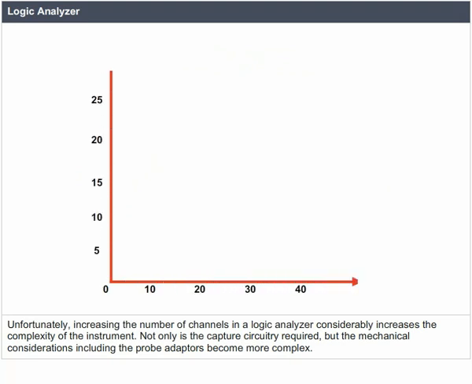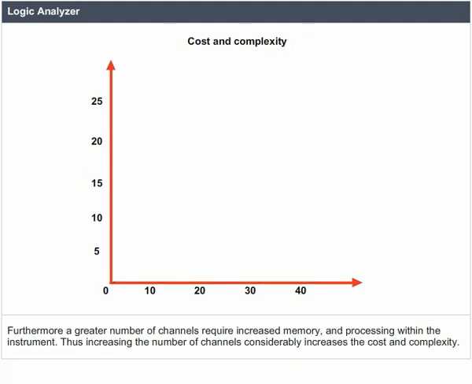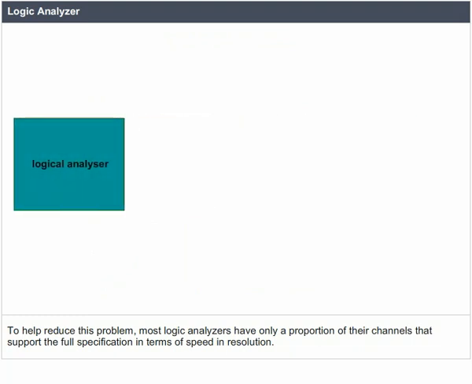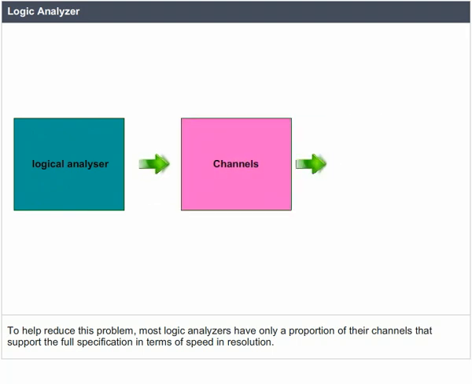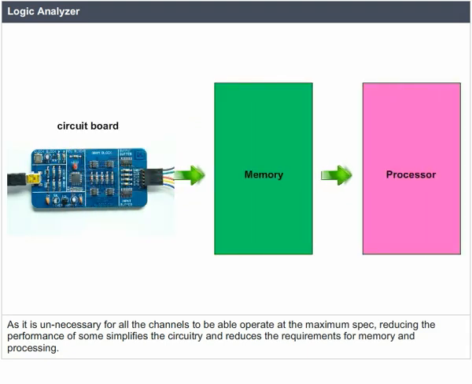Unfortunately, increasing the number of channels in a logic analyzer considerably increases the complexity of the instrument. Not only is the capture circuitry required, but the mechanical considerations including the probe adapters become more complex. Furthermore, a greater number of channels require increased memory and processing within the instrument. Thus, increasing the number of channels considerably increases the cost and complexity. To help reduce this problem, most logic analyzers have only a proportion of their channels that support the full specification in terms of speed and resolution. As it is unnecessary for all the channels to be able to operate at the maximum spec, reducing the performance of some simplifies the circuitry and reduces the requirements for memory and processing.